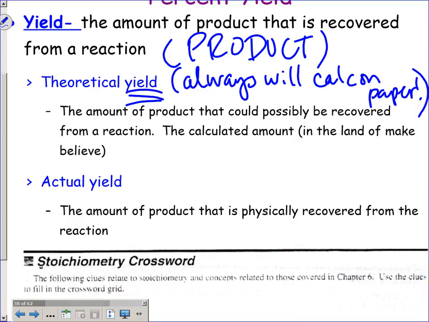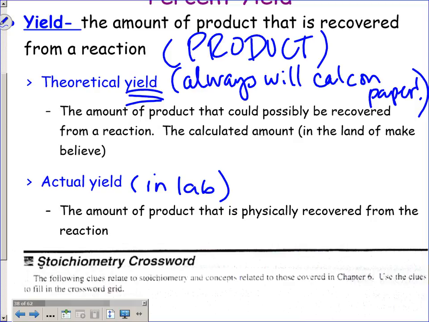But then when we actually go to the lab and we actually do this reaction, and we actually collect the data, and we actually collect the mass or the volume or whatever, that's your actual yield. So this is what's physically made in the lab. Or I'm going to have to tell you on the paper, I'm like, oh, Margaret had 9.57 grams of yield here when she did the reaction lab. So I might have to tell it to you within a problem. But these are the two different terminologies we'll be using to describe yield.